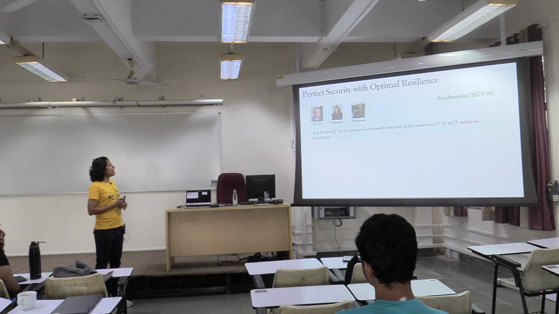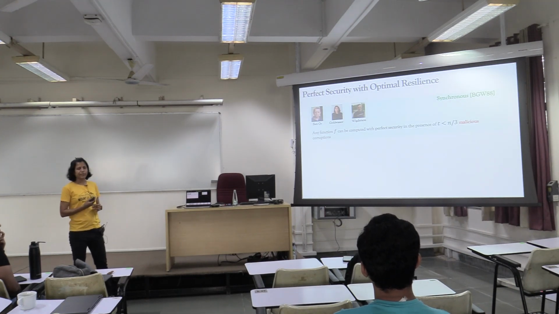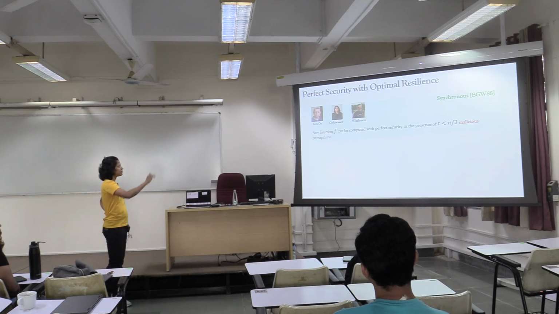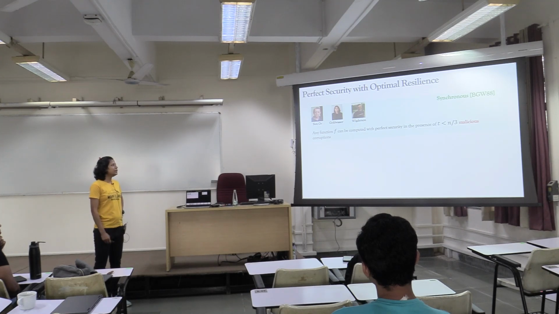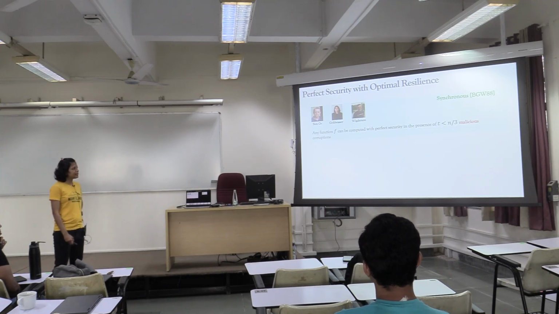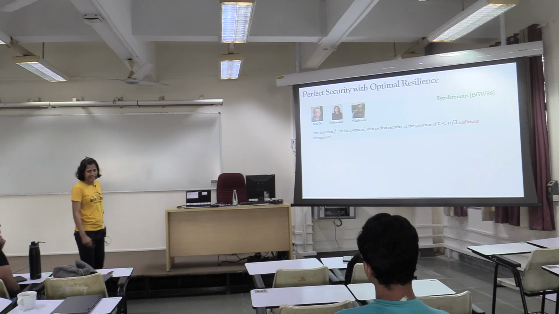Okay, so I have been trying to sell the asynchronous network, right? But there are positives and negatives of the asynchronous network, because of the inherent challenges I mentioned. So here is the first difference that you would see, in terms of feasibility: how many corrupt parties we can tolerate in these two networks. And I'm talking about just the setting that we want to talk about, malicious perfect security. This is a result coming all the way from 1988. These three people showed that any function can be computed with perfect security in the presence of t less than n by 3 malicious corruptions. This is BGW88.